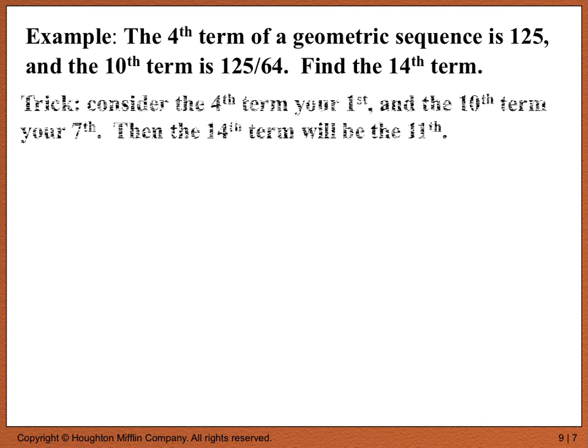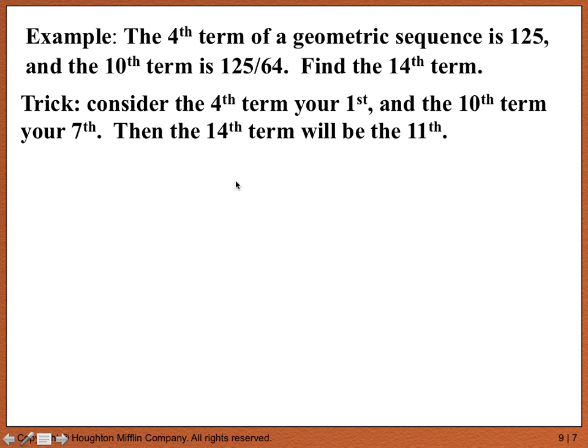Okay, this isn't necessarily the only way to do it, and maybe you even found another way, but this is one trick that you can use. First of all, I'll just read the trick to you and then I'll explain it. What you do is you consider the fourth term your first and the 10th term your seventh. Then the 14th term will be the 11th. Notice the pattern here. 4 minus 3 is 1, so fourth, first. 10 minus 3 is 7, so 10th, 7th. 14 minus 3 is 11, so 14th, 11th.